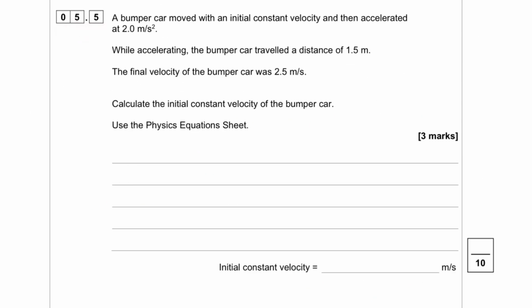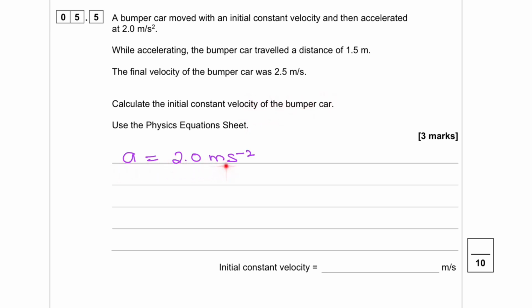Question 5.5. A bumper car moved with an initial constant velocity and then accelerated at 2 meters per second squared. While accelerating, the bumper car traveled a distance of 1.5 meters. The final velocity of the bumper car was 2.5 meters per second. Calculate the initial constant velocity of the bumper car.